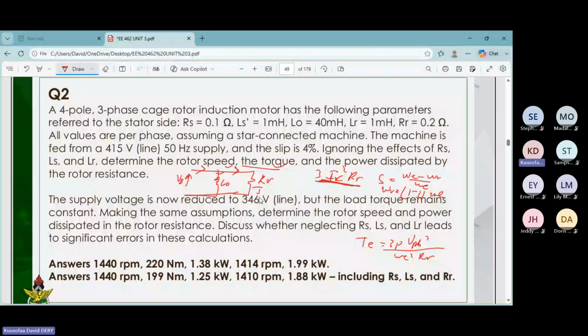And you are told that the supply voltage is now reduced to this value, and both load torque requirements are the same. So we should make the same assumptions and determine the rotor speed, power dissipated in the rotor, and we should discuss whether neglecting this will affect the calculations too. So that is what we need to do, right? So we'll go through with the same expressions, we'll go through the calculations.